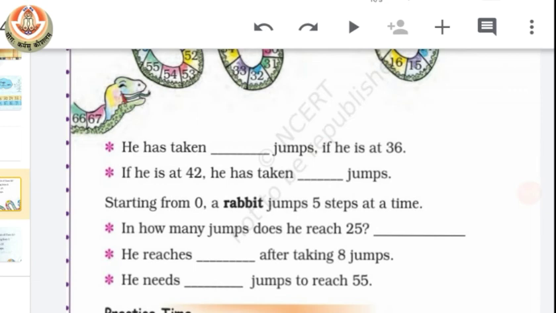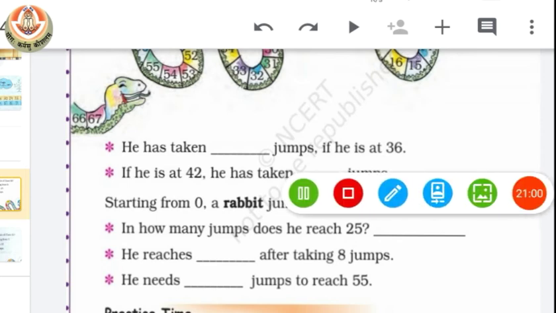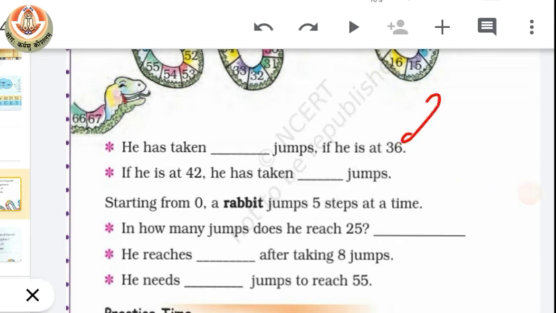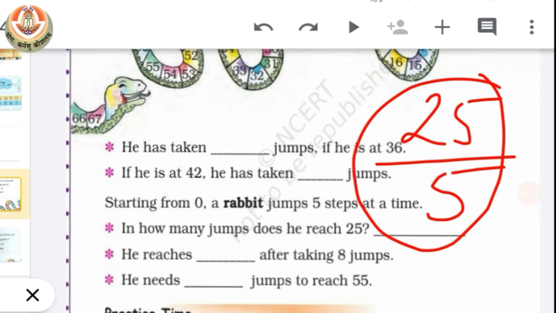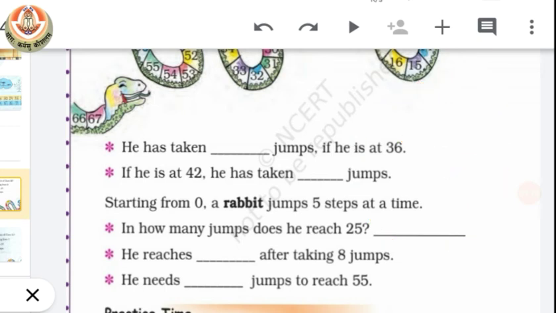Starting from 0, a rabbit jumps 5 steps at a time. In how many jumps does he reach 25? If a rabbit jumps 5 steps at a time, how many jumps will it take to reach 25? 5 jumps. When we divide 25 by 5, we get 5 jumps to reach 25.